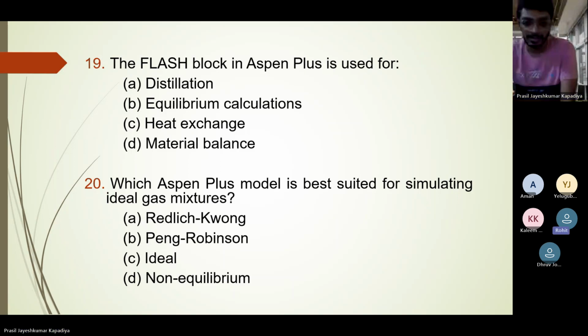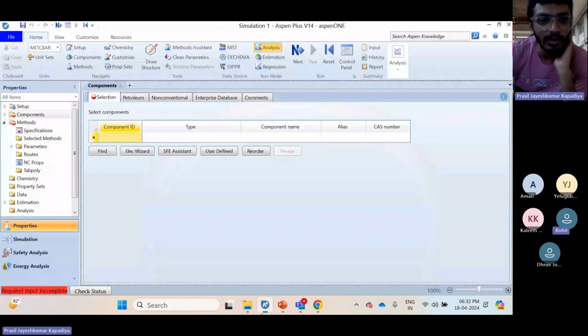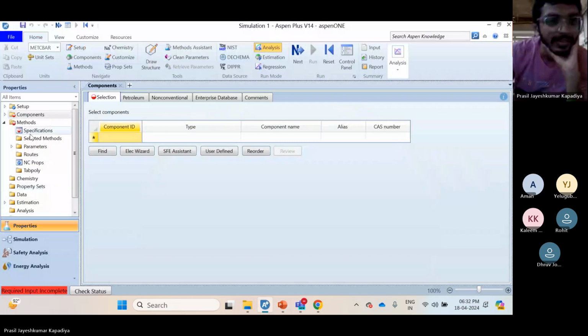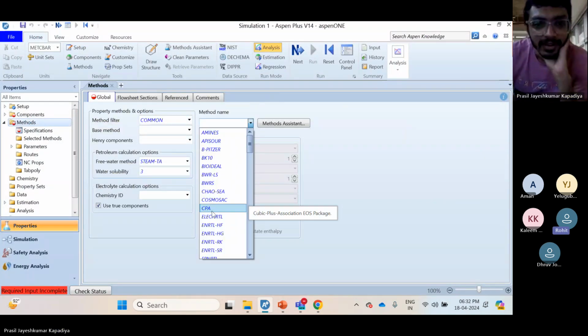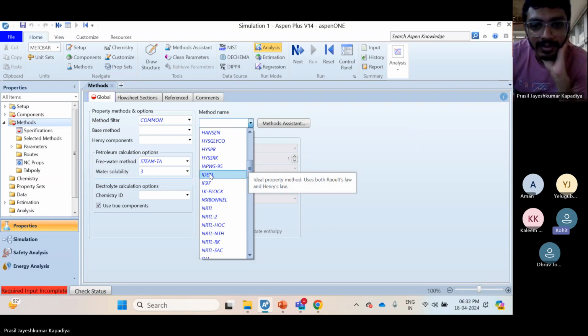Actually, when we see in Aspen, what happens is that when you select ideal, it considers both Raoult's law and Henry's law. That's the explanation which I have given. It uses both Raoult's law and Henry's law. This is what I was telling.